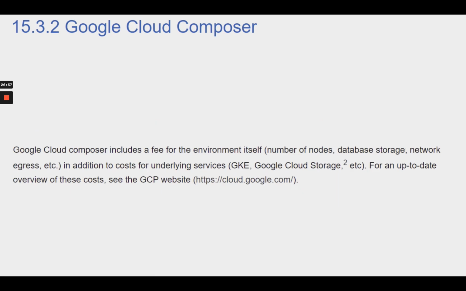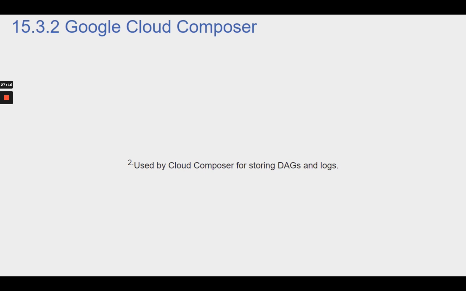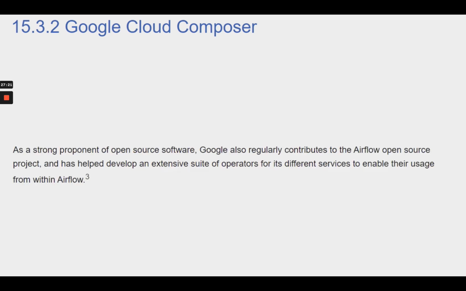Google Cloud Composer includes a fee for the environment itself, number of nodes, database storage, network egress, etc., in addition to costs for underlying services, GKE, Google Cloud Storage, etc. For an up-to-date overview of these costs, see the GCP website here. Footnote 2, used by Cloud Composer for storing DAGs and logs.